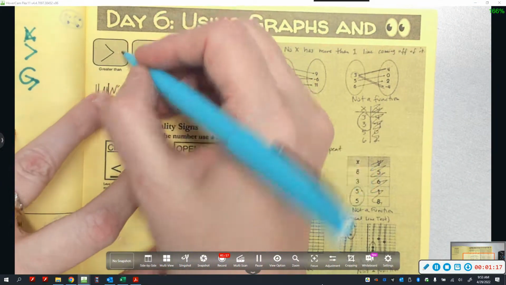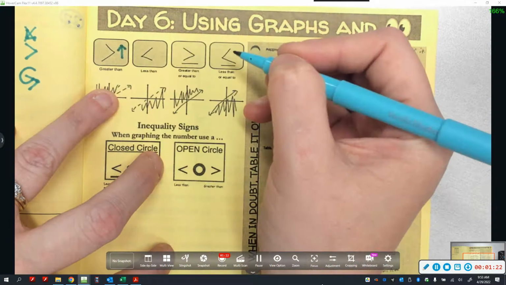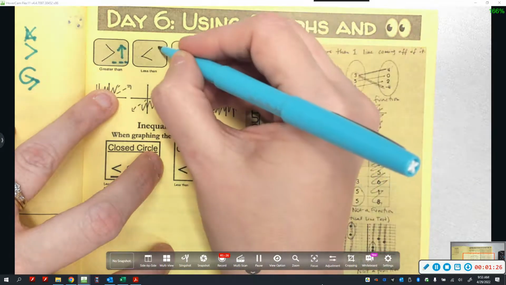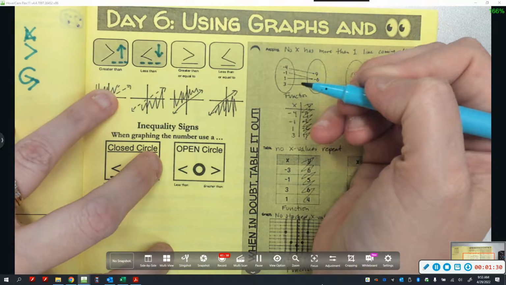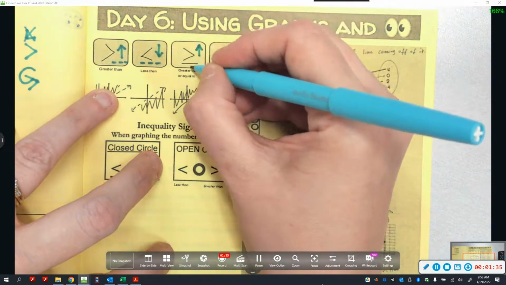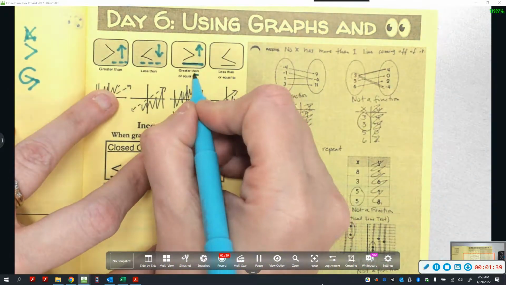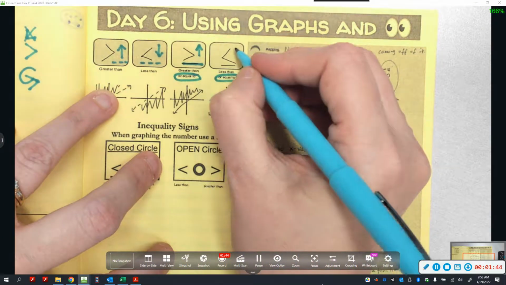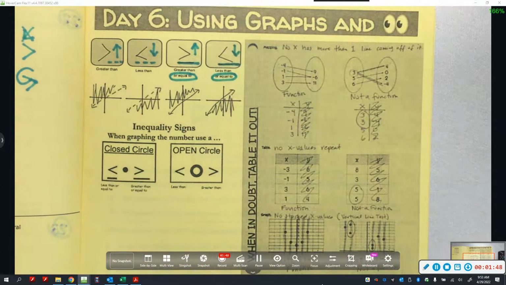So if it's just greater than, you're going to shade above and your line is going to be dashed. If it's less than, you're going to shade below, and your line's going to be dashed. Now, if it's greater than or equal to, you're going to shade above, but your line is going to be solid, like the or equal to. If it's or equal to, it's a solid line. So this one we're going to shade below, and our line's going to be solid, just like the inequality sign is.